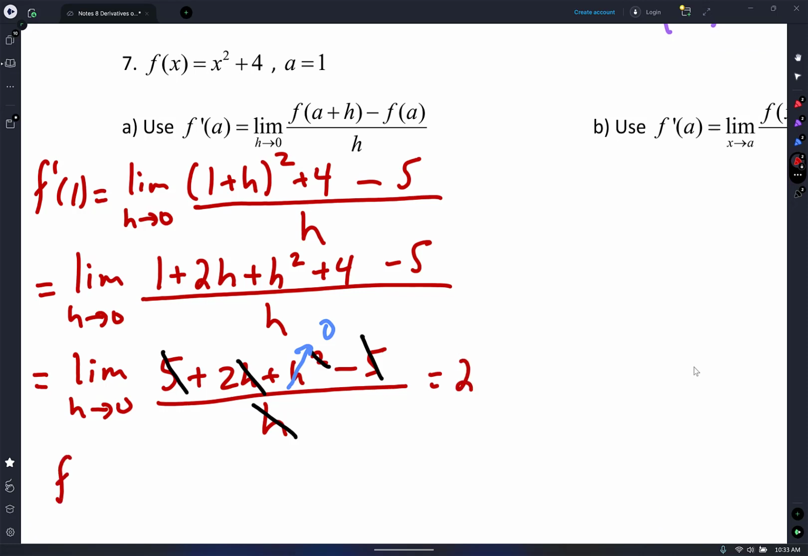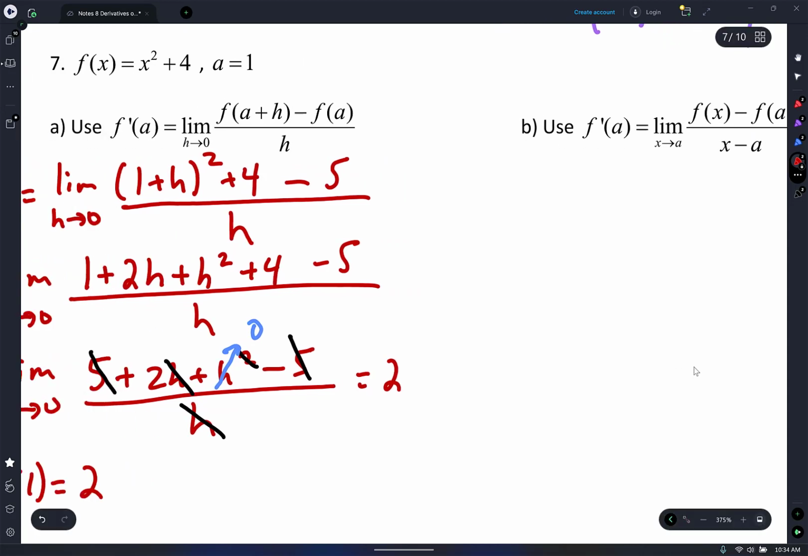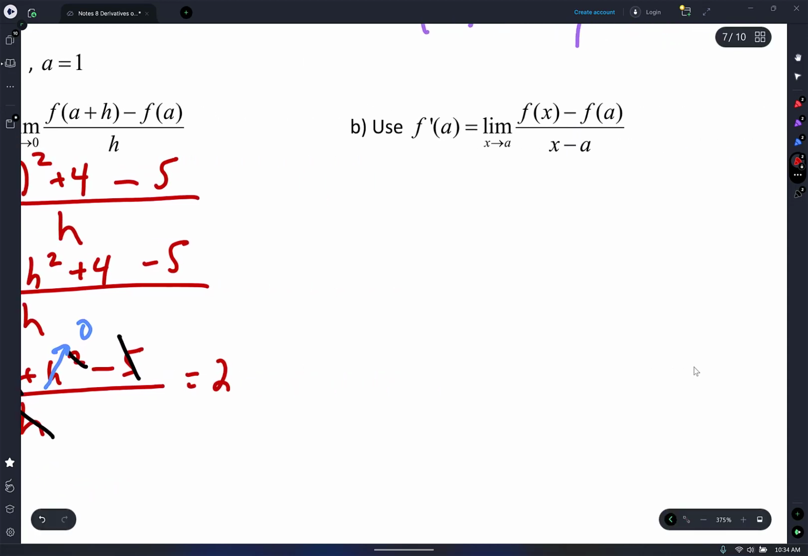So f prime of 1 is just 2. That's your slope at 1, your instantaneous slope or tangent slope. Are we okay? All right, let's go to letter B. No, I think that's it. 2x, yeah, 2. All right.